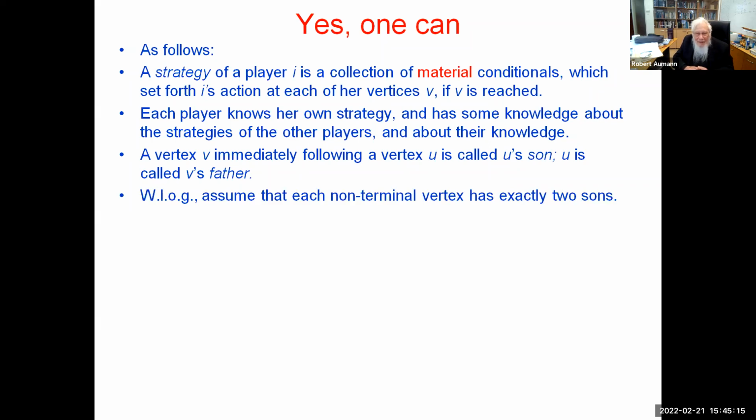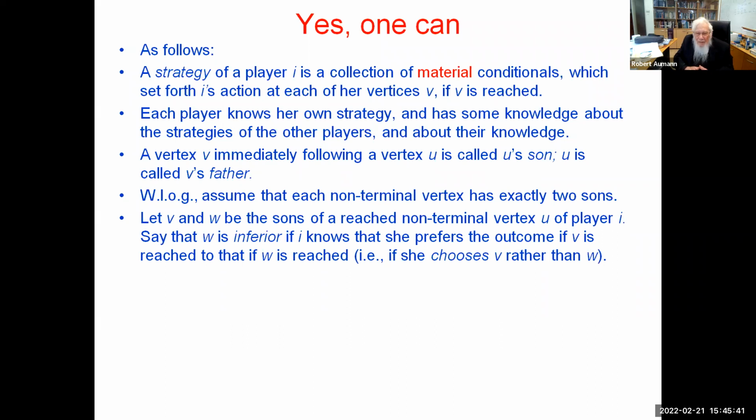Without loss of generality, assume that each non-terminal vertex has exactly 2 sons. If he has more than 2 sons, then split them up, one at a time. It's not essential in the math, it just makes talking about these things easier. Let V and W be the sons of a reached non-terminal vertex U of player I. Say that W is inferior if I knows that she prefers the outcome if V is reached to that if W is reached.